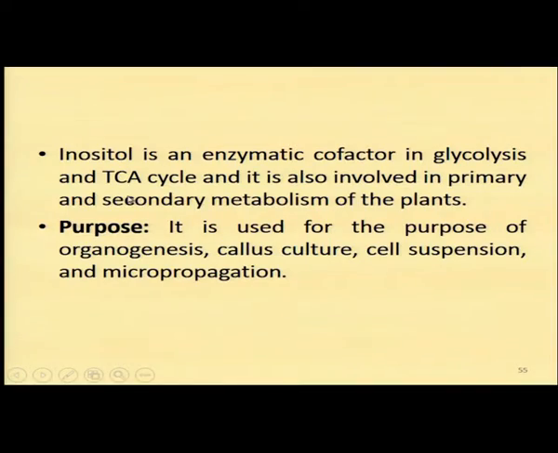It also contained inositol. Other vitamins are absent; we have only inositol there. Inositol is very important for a tissue culture medium because it is an enzymatic cofactor in glycolysis as well as in the TCA cycle, and it is also believed to be involved in the primary and secondary metabolism of the plants. LS media is used for the purpose of organogenesis, callus culture, cell suspension, and micropropagation.